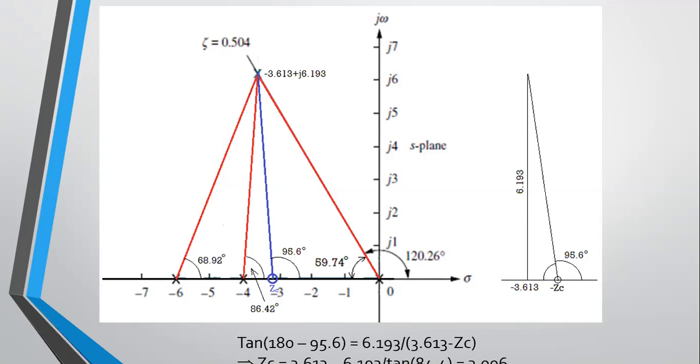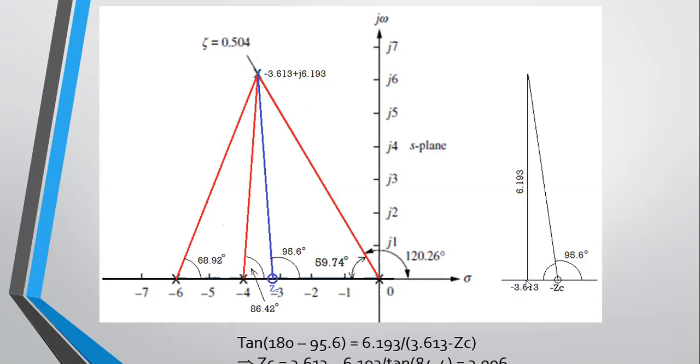To lead to an angle of 180 degrees. If the sum of angles to that point becomes 180 degrees, it simply means the locus is going through it. So with simple trigonometry, I've drawn a new triangle here for you to see what calculation we're doing. We have 95.6 degrees, so you can easily work out this angle here. We have the position of the zero here at minus ZC, so you see what we're trying to find out. We know the operating point is minus 3.613, and we know the height of this triangle is at 90 degrees. The height is 6.193.